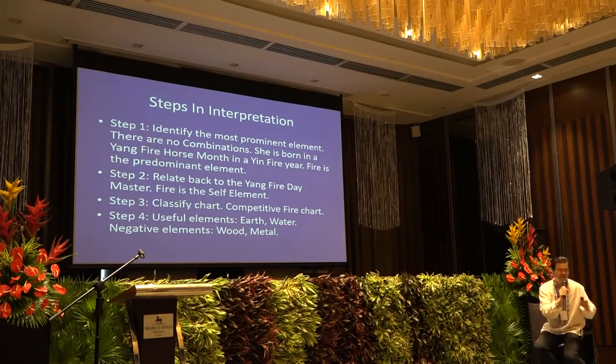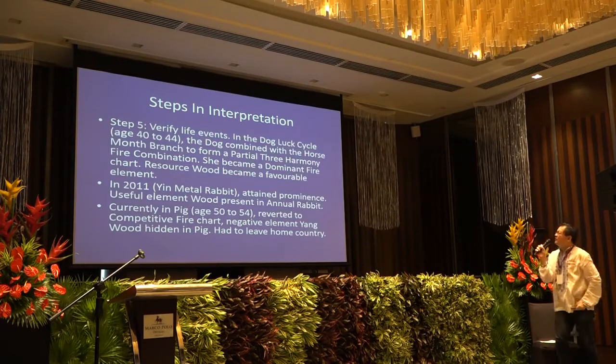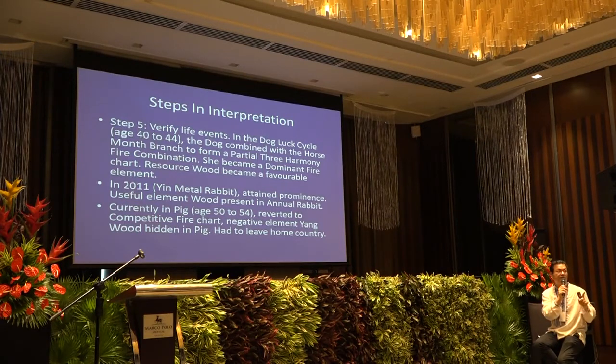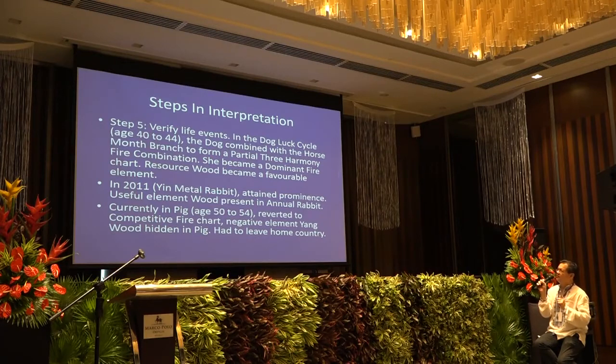So verify. In the dog luck cycle, the dog combined with the horse month branch to form a partial three harmony fire combination, as listed on page 2. So once again, she became a dominant fire chart, so the resource element wood became a favorable element. So in 2011, she attained prominence. The useful element wood was present in the rabbit branch that year. So currently she's in a pig luck cycle, so she's lost the fire combination. So she's reverted to a competitive fire chart.